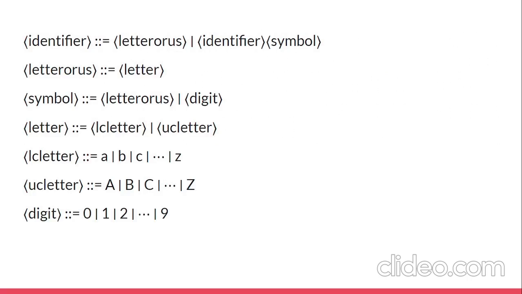Then symbol can be replaced with letter or a digit. A letter can be replaced with lowercase or uppercase, as we know. Lowercase letters are small a to z, uppercase letters can be capital A to Z, and digits can be 0 to 9.